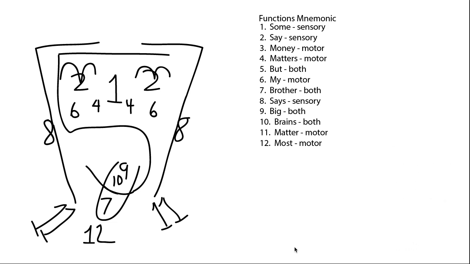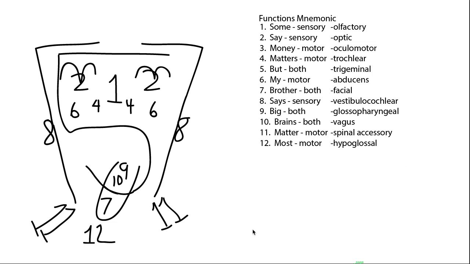1 is sensory, 2 is sensory, 3 is motor, 4 is motor, 5 is both, 6 is motor, 7 is both, 8 is sensory, 9 is both, 10 is both, 11 is motor, 12 is motor. Let's add the names of the cranial nerves to complete the mnemonic.